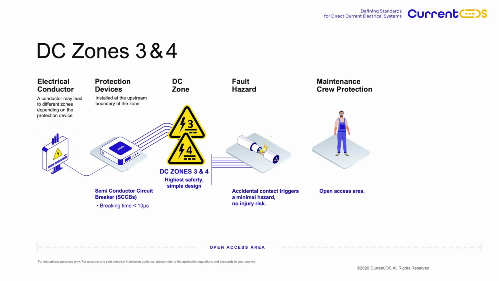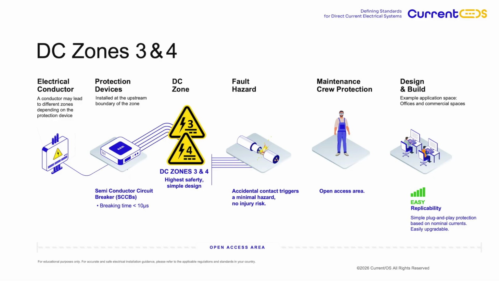Midpoint earthing makes maintenance simpler. The maintenance crew does not need to wear special clothing, because it's actually an unskilled environment. It is an open access area. Typical applications for Zones 3 and 4 include offices, commercial spaces, residential areas as well, so actually everywhere where there is a need for DC. System design is simple and can easily be replicated and upgraded.